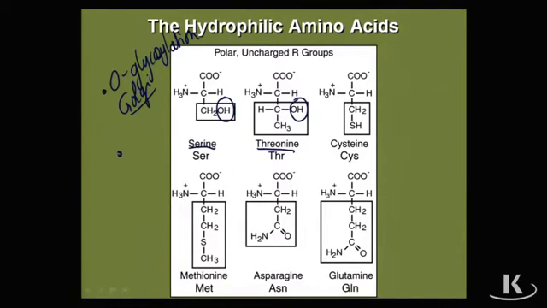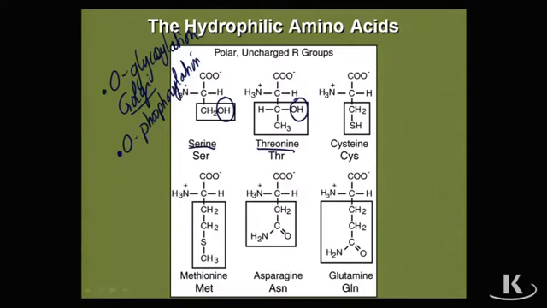I would also remember it for O-phosphorylation. A number of kinases, which are enzymes that put phosphate on proteins, will do so by phosphorylating the OHs of serine and threonine. Then I would look at the next two together, and they are cysteine and methionine. What is important about cysteine and methionine is the fact that they have sulfur in the side chain.